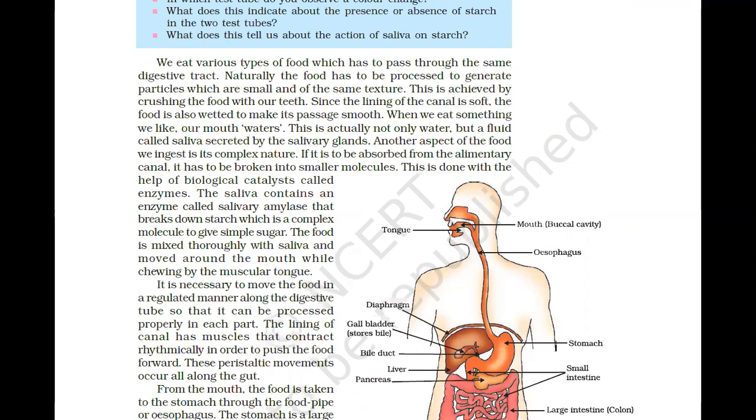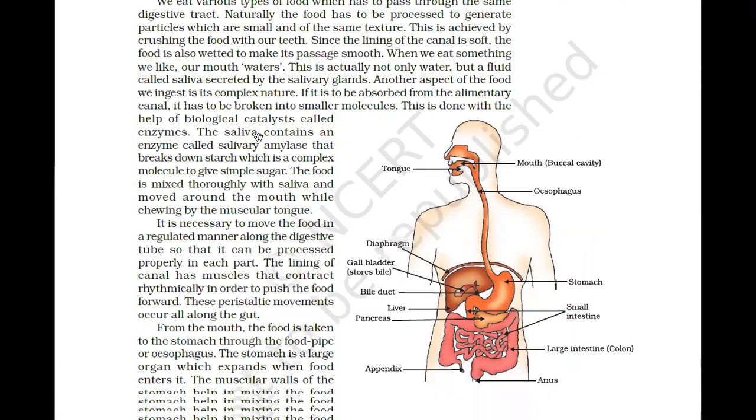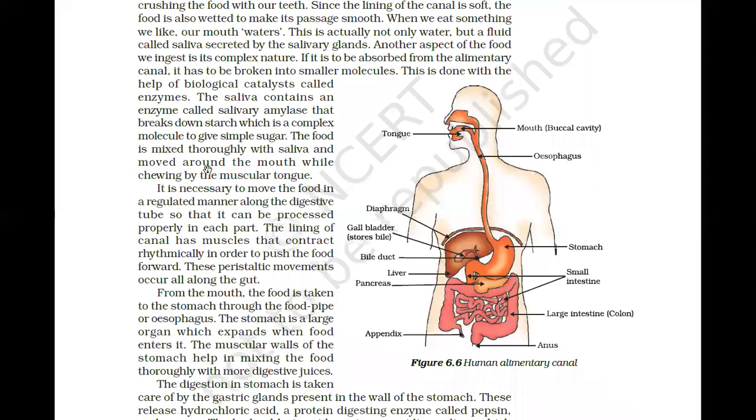When we eat something we like, our mouth waters. This is actually not only water but a fluid called saliva secreted by the salivary glands. Another aspect of the food we ingest is its complex nature. If it is to be absorbed from the alimentary canal, it has to be broken into smaller molecules. This is done with the help of biological catalysts called enzymes. The saliva contains an enzyme called salivary amylase that breaks down starch, which is a complex molecule, to give simple sugar. The food is mixed thoroughly with saliva and moved around the mouth while chewing by the muscular tongue.